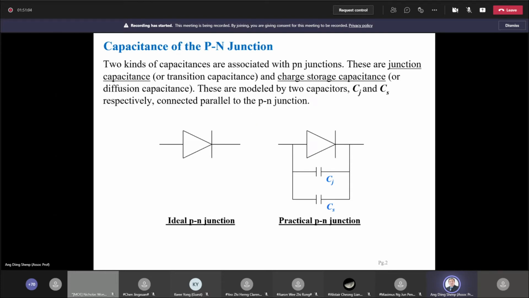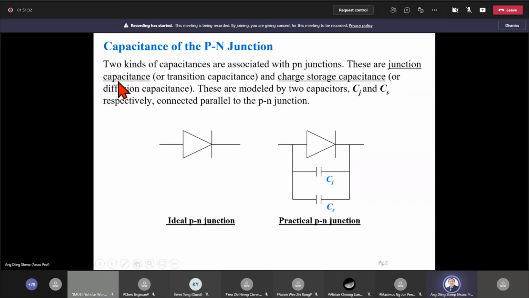The reason is very simple. A PN junction stores charge, and the amount of charge it stores can be varied according to the voltage applied across the PN junction. We'll come to the point of charge storage later on. In fact, there are two different types of charges that can be stored at a PN junction. So that gives rise to two kinds of capacitances.